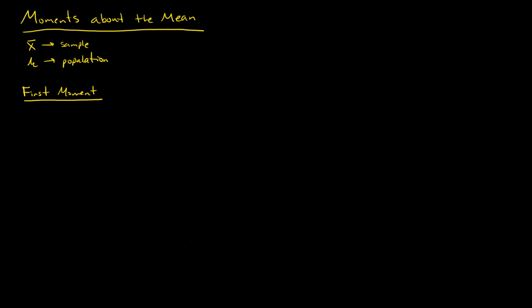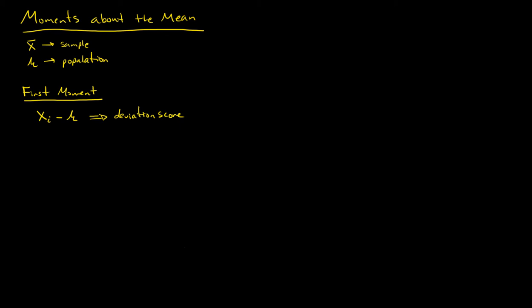So the first moment: if we take a raw score, x sub i, and subtract the mean, and we're using mu here to represent the population, what is this? Well, if you rewatch the videos on variance, standard deviation, and sums of squares, you would know that taking a raw score minus the mean is just called a deviation score. So this is a deviation score. The first moment about the mean is taking the raw score minus the mean. It's called the first moment.